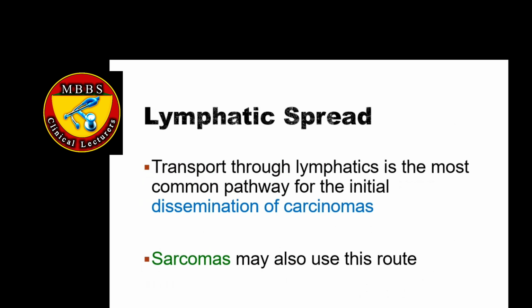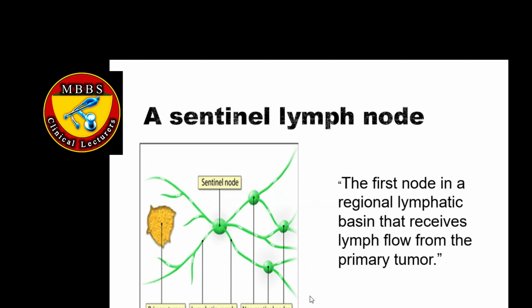Coming to the lymphatic spread, transport through the lymphatics is the most common pathway for carcinomas. Please remember that most of the carcinomas, we discussed the discriminating points between carcinomas and sarcomas in the last lecture. Please refer to that. The carcinomas are the malignant tumors of epithelial origin, and they disseminate through the lymphatics. The sarcomas are from mesenchymal tissue, and they spread preferably through the hematogenous route, or the blood vessels. Now, what is a sentinel lymph node?